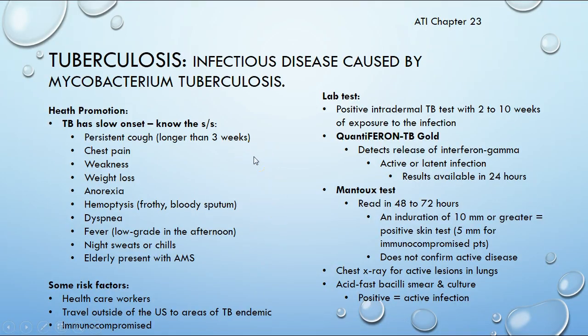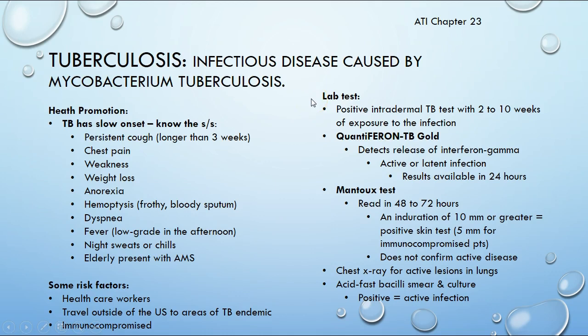Tuberculosis, TB, has a slow onset. Make sure you know some of the signs and symptoms: persistent cough, weight loss, anorexia, hemoptysis, which is frothy, bloody sputum, low-grade fever in the evenings, night chills. Elderly patients will present with altered mental status. Obviously, those at a higher risk are going to be your healthcare workers, those who travel outside the U.S. to areas that have TB endemics, and those who are immunocompromised.